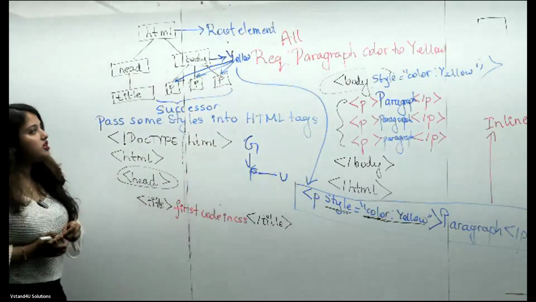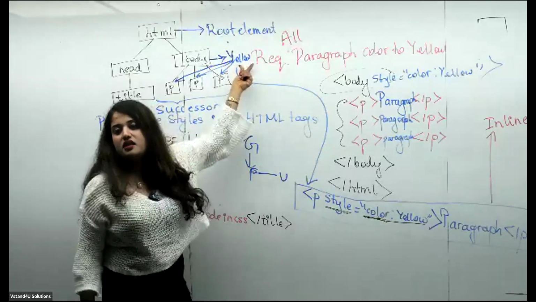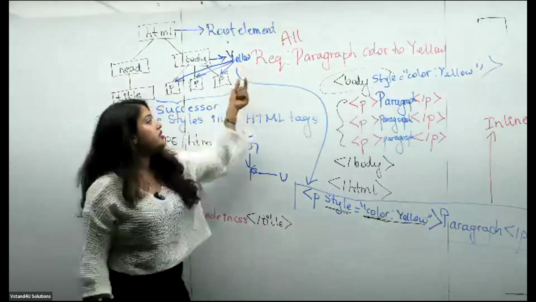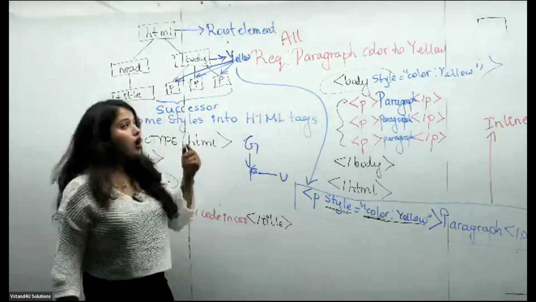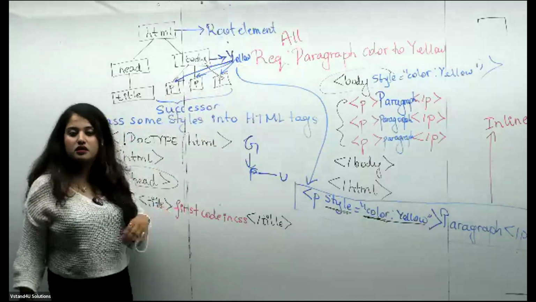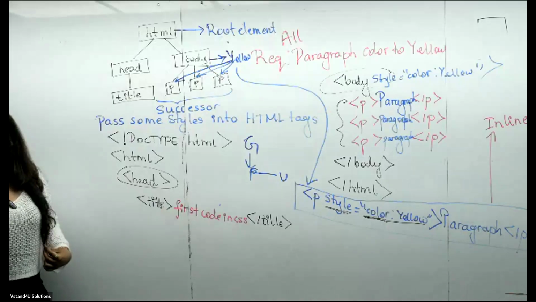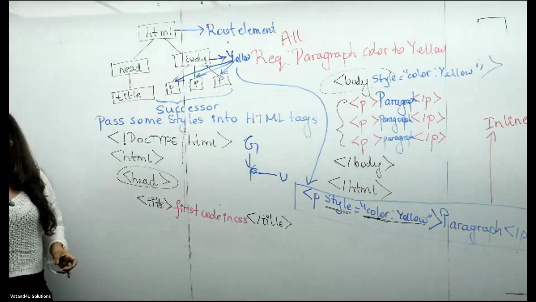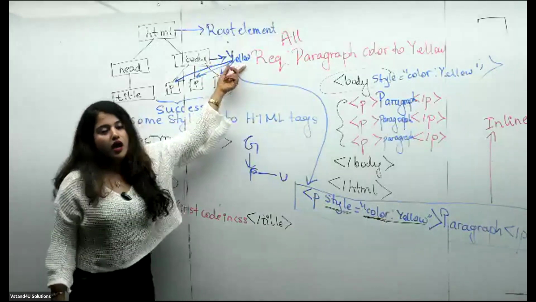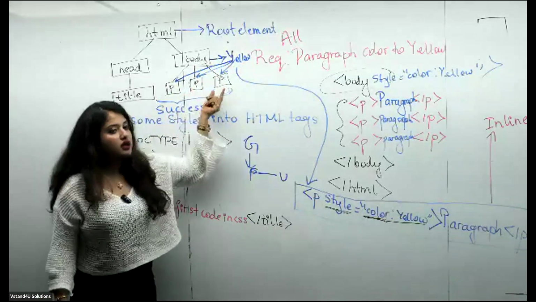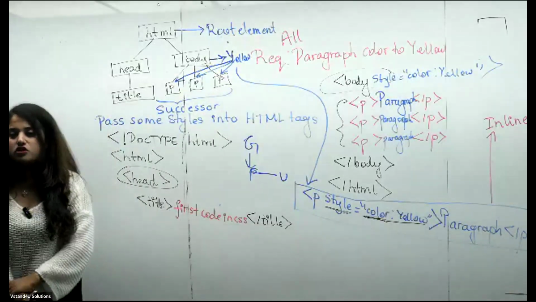Don't you think I am using some style? What is that style? That style is nothing but color. And that color is getting applied to all your paragraphs, all your successors. That is only nothing but pouring something into the successor. Or in technical terms, what did I say? Pour some style into HTML tags. I am using color style and I am pouring it inside these paragraph tags. That is in your HTML. Yes or no?